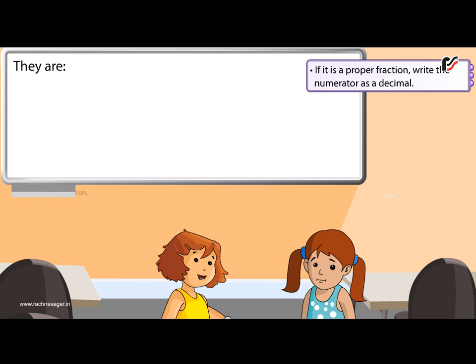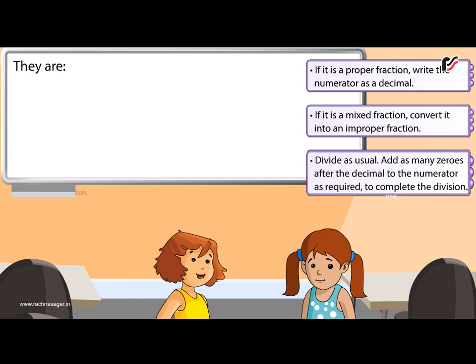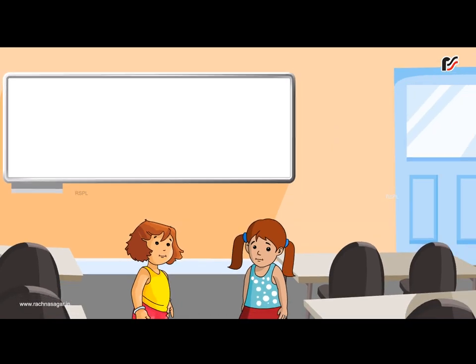They are: if it is a proper fraction, write the numerator as a decimal. If it is a mixed fraction, convert it into an improper fraction. Divide as usual. Add as many zeros after the decimal to the numerator as required to complete the division.